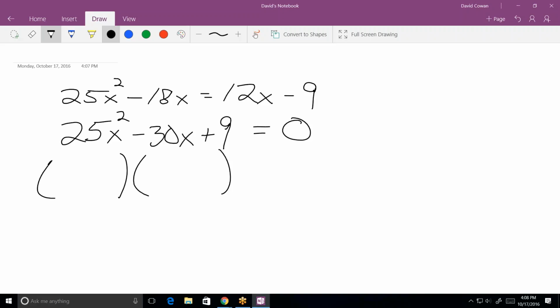And remember, my suggestion is that when there are multiple factors of a number, always start with the factors that are closest together. In other words, I have a choice here. I can break this up 5x and 5x, or I can break it up 25x and 1x. Okay. Well, this is a trial and error process, but this is my first try. I'm going to do 5x and 5x.